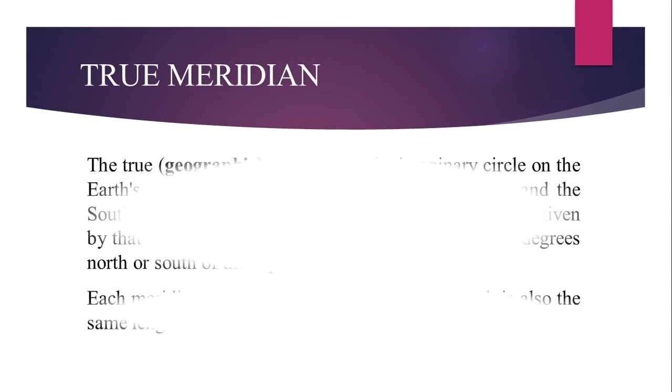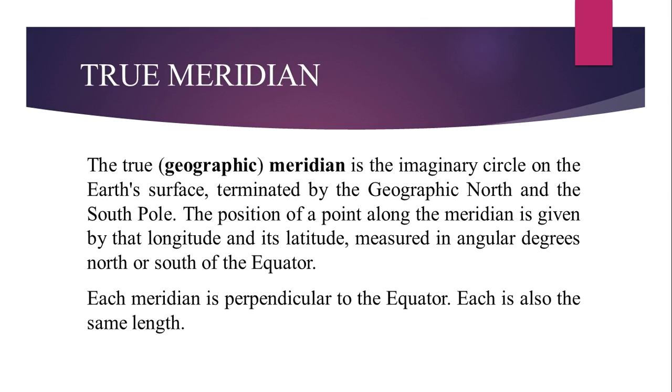True meridian. True geographic meridian is the imaginary circle on the Earth's surface terminated by the geographic north and the south pole. The position of a point along the meridian is given by its longitude and its latitude measured in angular degrees north or south of the equator. Each meridian is perpendicular to the equator. Each is also of the same length.